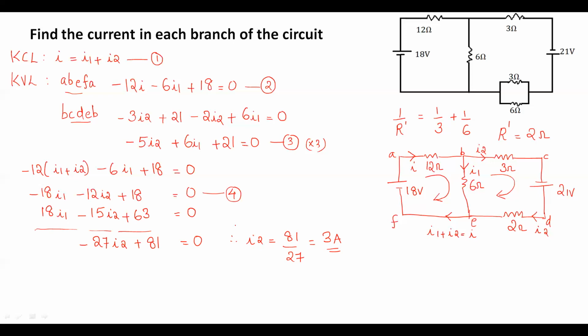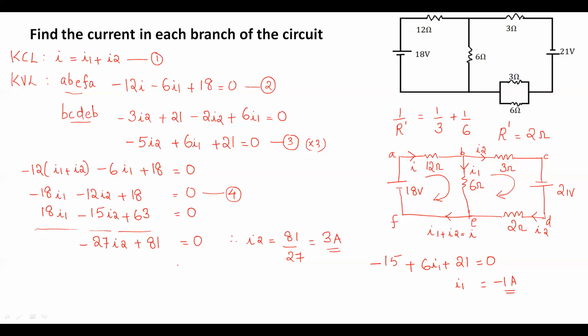So substituting I2 in any of these equations, I can find the value of I1. So substituting for I2 in, say, equation 3, what would I get? Minus 5 into I2, minus 5 into 3, plus 6I1 plus 21 equals 0. On solving, what would you get? I1 is equal to minus 1 ampere. This would be the result. So you have obtained a negative value in the answer. It just means that the direction of I1 is opposite to the direction that we have assumed. That's all. That's the meaning of this negative sign.